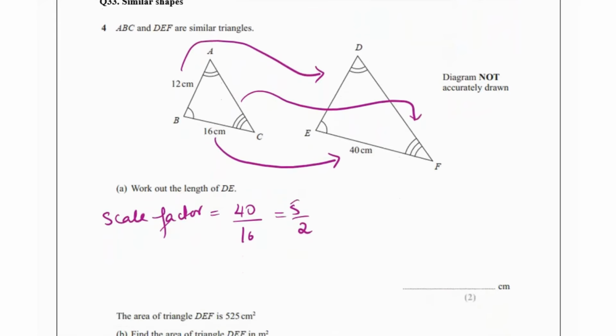So if you want to figure out the length of DE, we will multiply AB with 5 over 2. That gives us DE. So that's going to be 12 times 5 over 2, and that is 30 centimeters.